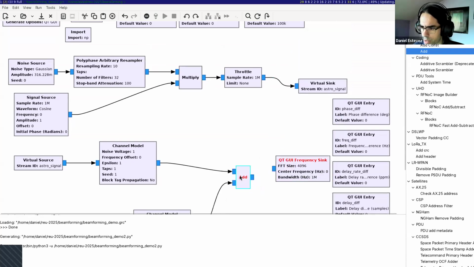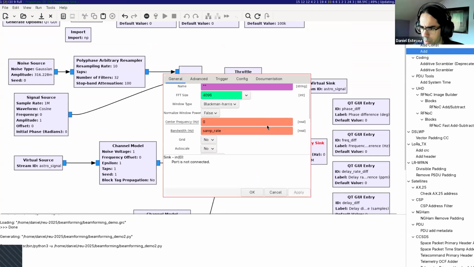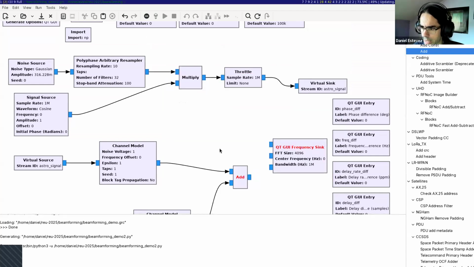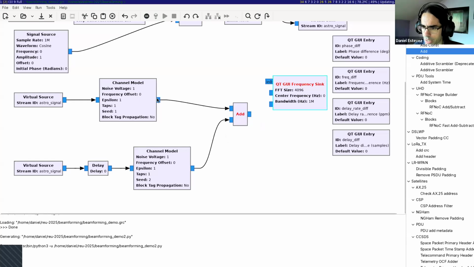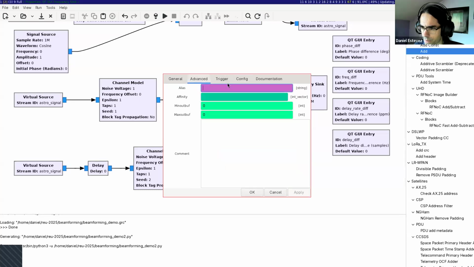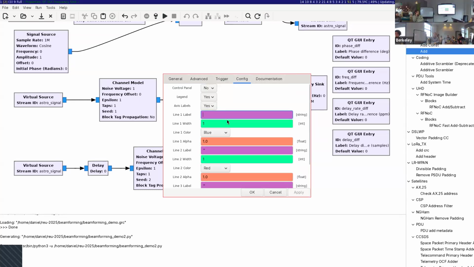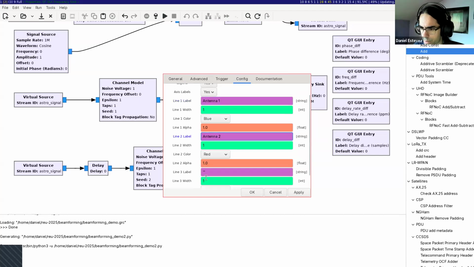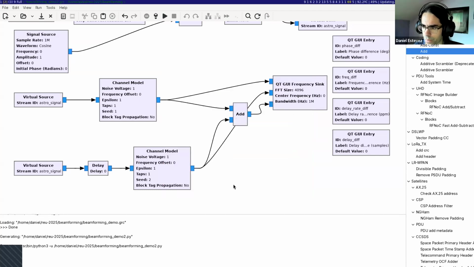So what I'm going to do is to put 3 inputs in here so that we can look at each of the individual antennas and then the sum of the two antennas. Antenna 1, antenna 2, and then beamformer, which is antenna 1 plus 2.